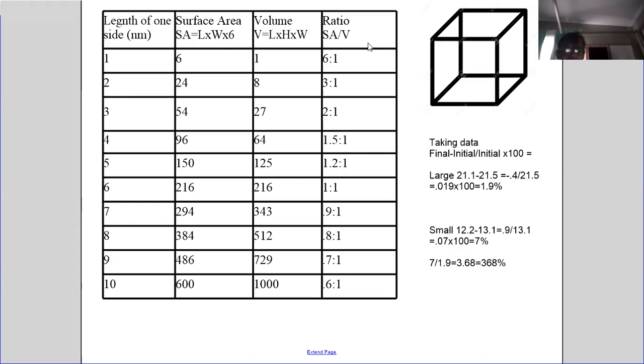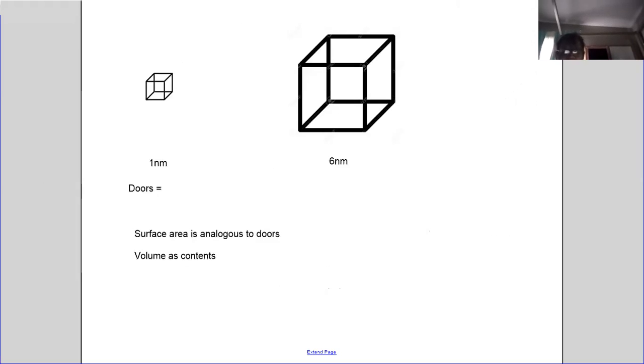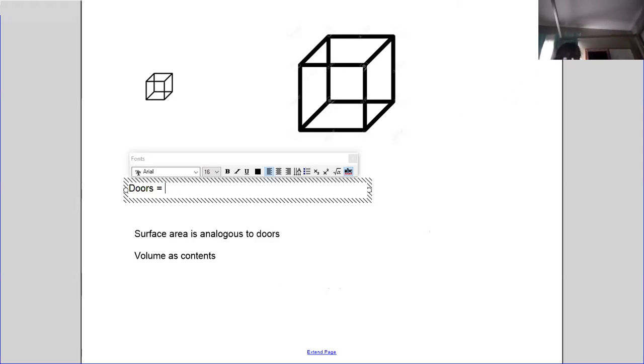It's right up here. So you're looking at your ratio here. We've got the ratio over here. Doors are going to be on the left, contents on the right. Doors and contents. Let's forget about surface area and forget about volume, and just think of surface area as doors and take that volume and think of it as contents. So how many doors do I have when I'm looking at 1 nanometer? You got it, kid. Excellent. That's 6. Good job.